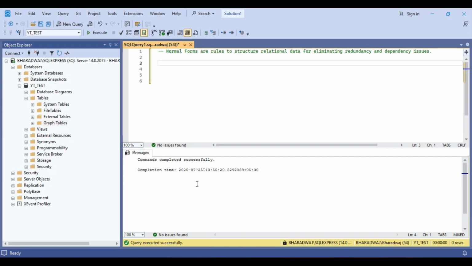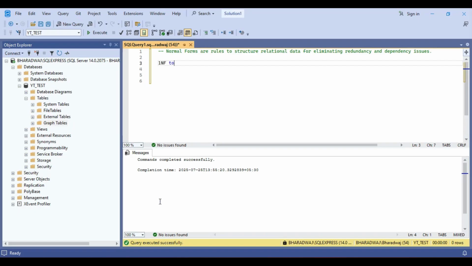Normal forms are rules to structure relational data for eliminating redundancy and dependency issues. Let me explain this in a simple way. Basically they range from one normal form to five normal form, 1NF to 5NF.